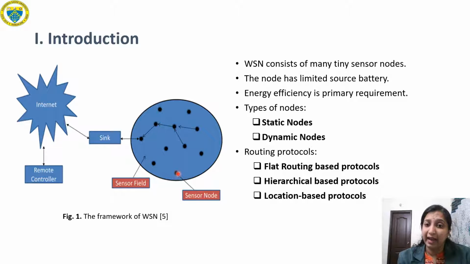Now these nodes have a very limited source of battery, and hence utilizing the energy present in these nodes efficiently is one of the basic requirements in a wireless sensor network. There are different types of nodes available. We can have them static or dynamic. When we place them fixed, with a fixed location, we call them static. When the position or the location of these nodes is random and mobile, they are called dynamic nodes. In this research work, we are going to consider the nodes to be static.